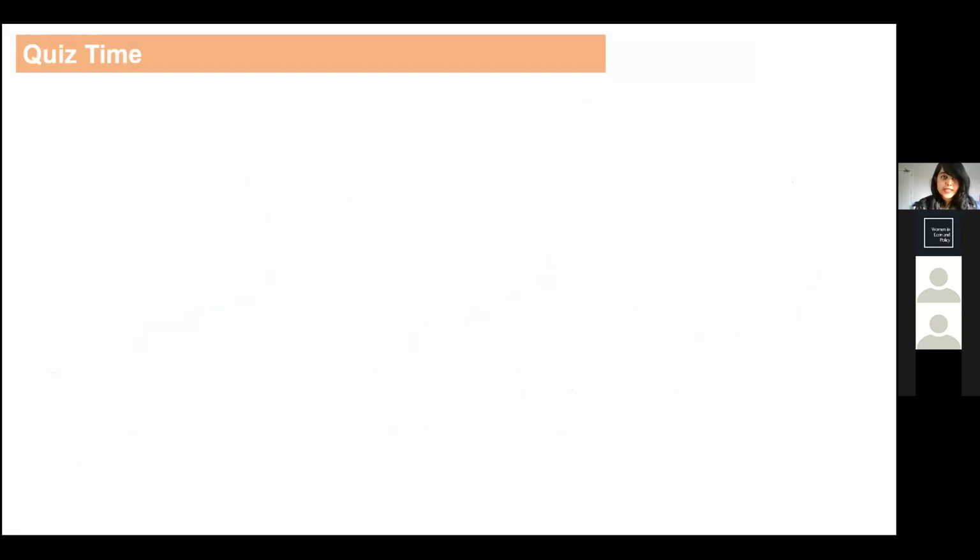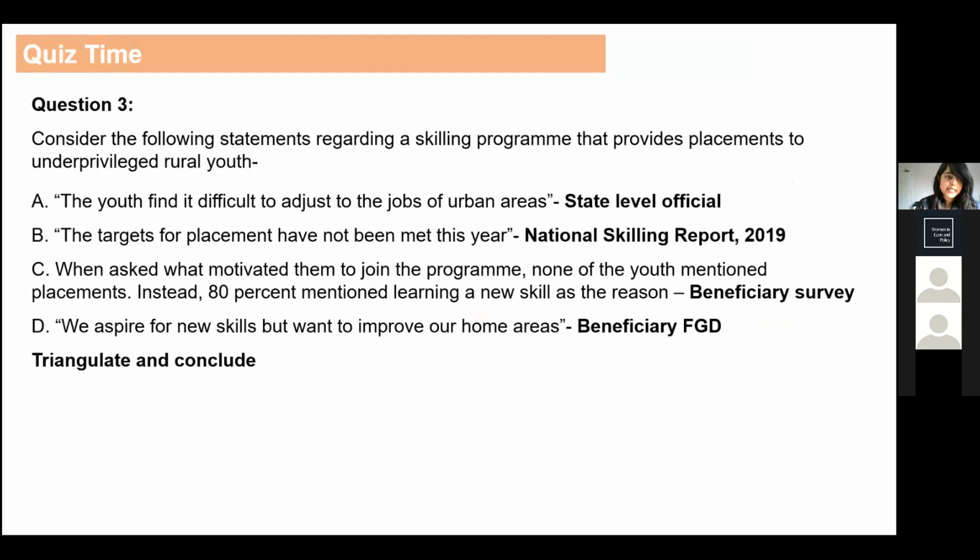And again, it's a little quiz time. So we have four statements that have been given to us. These are the four statements about a skilling program that provides placements to underprivileged rural youth. One is from a state level official, given in a focus group discussion. One is from the National Skilling Report. One is from a beneficiary survey, and one is from the beneficiary FGD. Based on these four statements, and I will give you a minute to read and not talk in the middle, how would you triangulate and what would you conclude?